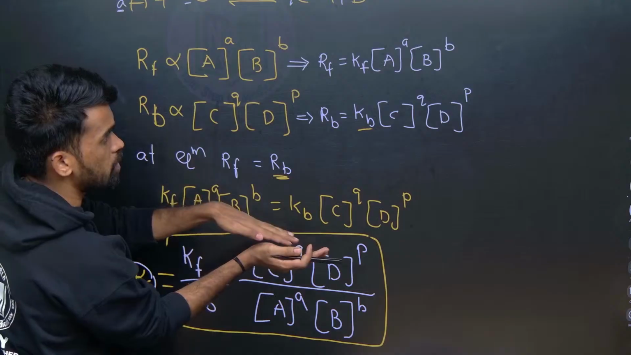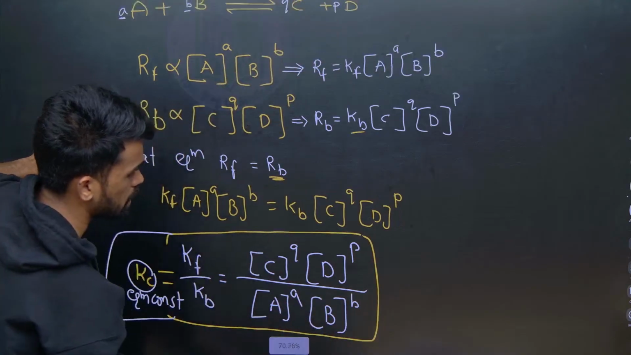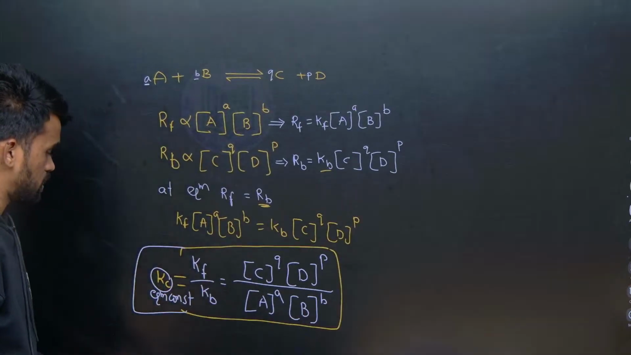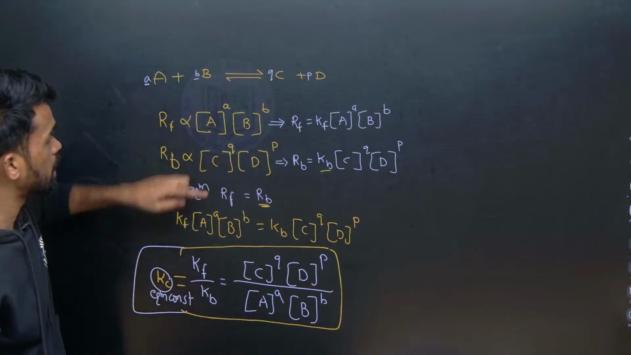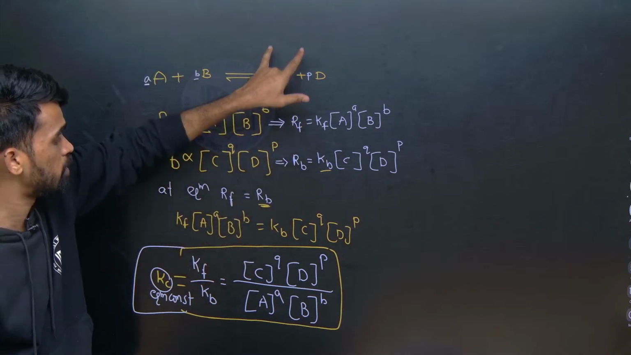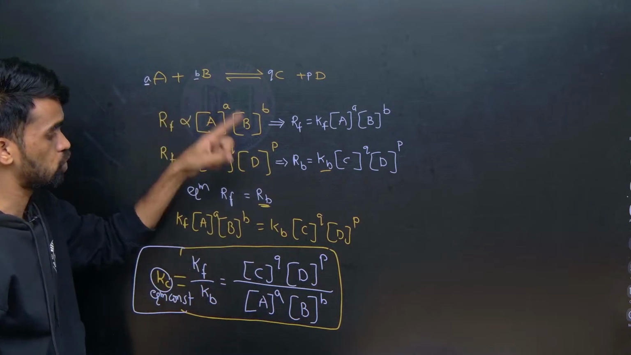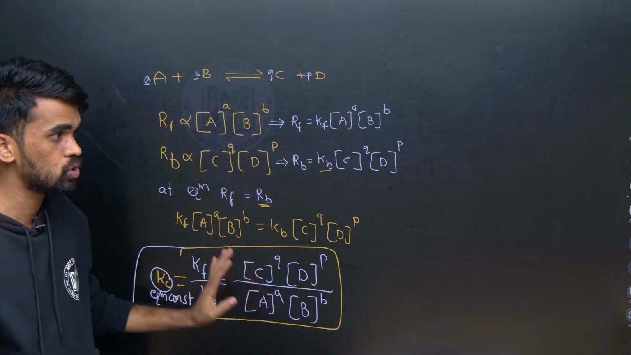The concentration of products raised to the power of their coefficients, divided by the concentration of reactants raised to the power of their coefficients. See, Kc equals the concentration of products to the power of their coefficients by the concentration of reactants to the power of their coefficients. I hope it is clear, there is no confusion, right?